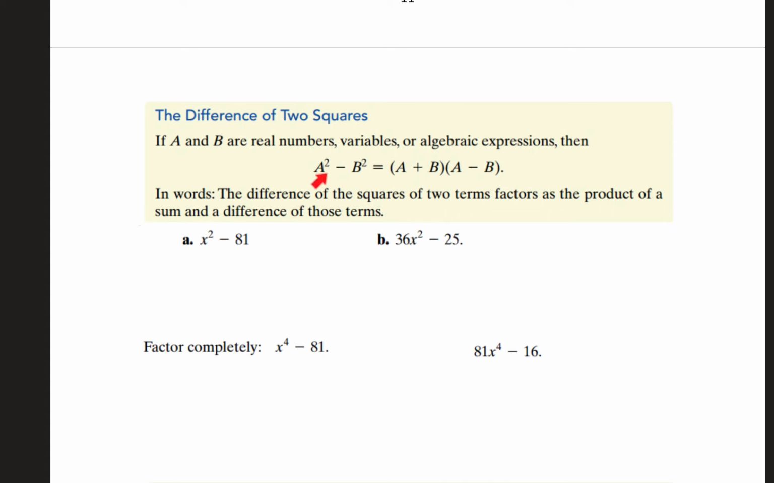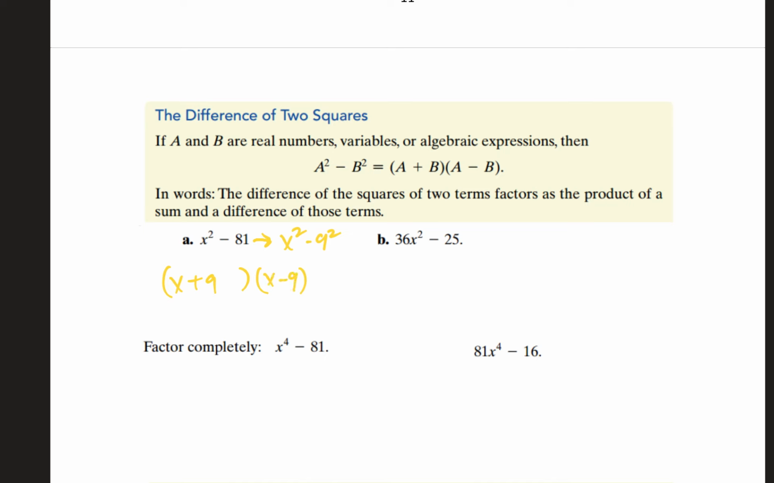So here we're going to take our squares and we're going to separate them with a positive and a negative binomial. So in this first example, we have x squared minus 81. Well, this can be written as x squared minus 9 squared. So we do have two square numbers. So we can just rewrite this as x plus 9 and x minus 9.